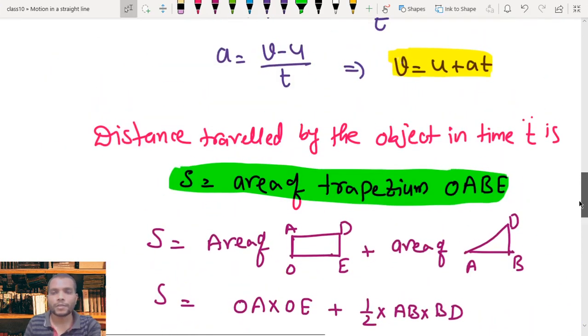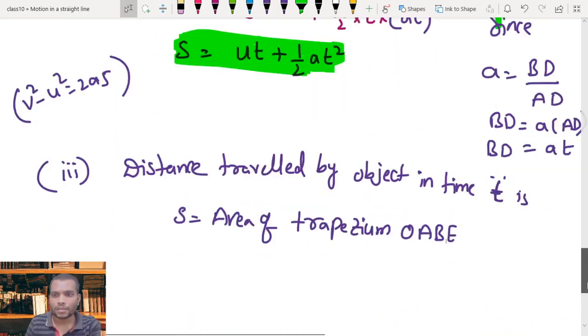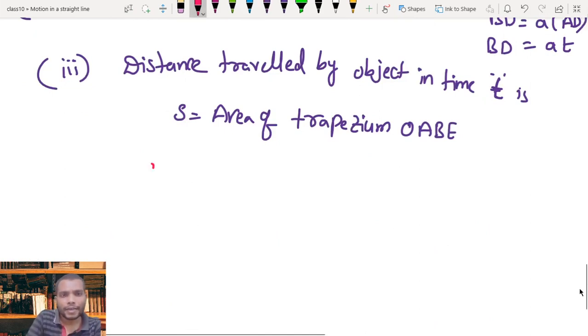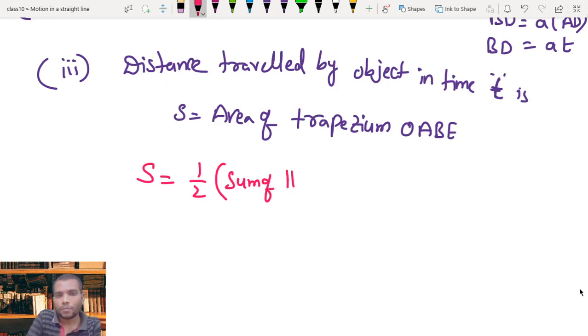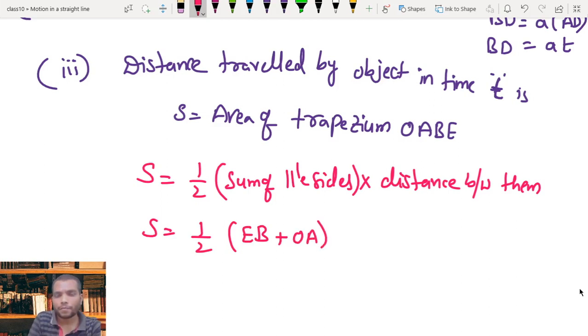Yeah, this statement we already know from the second equation of motion. So this time also we are going to calculate area. But this time I don't divide the area into fragments. So directly we can substitute the area of a trapezium. The area of a trapezium formula is half into the sum of the parallel sides times the distance between them. So in terms of formula, half into the sum of the two parallel sides, here the parallel sides are EB plus OA, times the distance between them, which is OE.